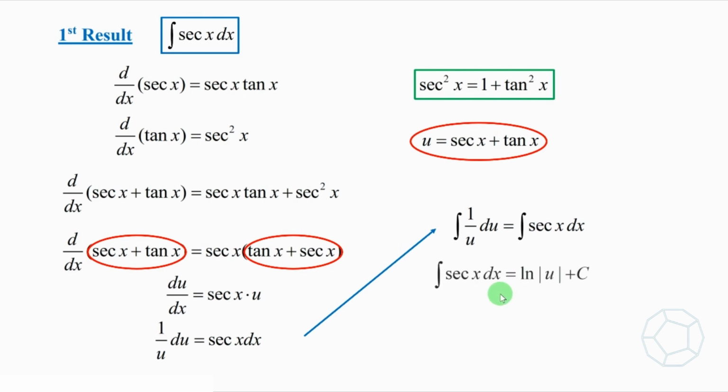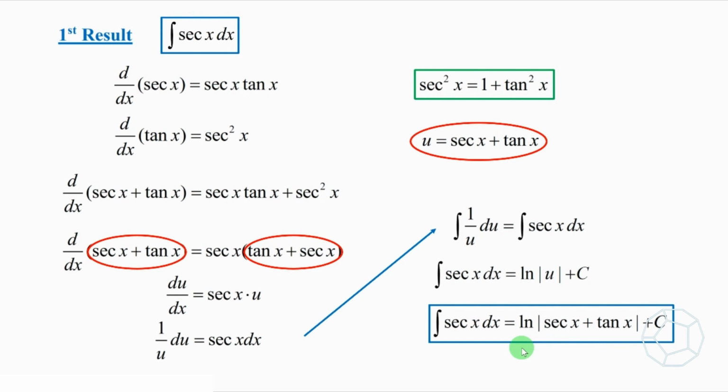The left hand side can be evaluated. It's simply log absolute u plus c. From now on, throughout the whole video, c is a constant. We put the expression of u in terms of x. The answer is log absolute secant x plus tangent x plus c. That's the first form of the answer.